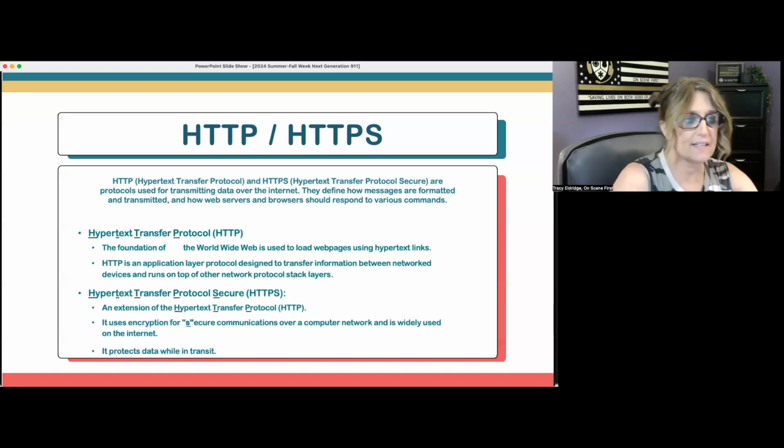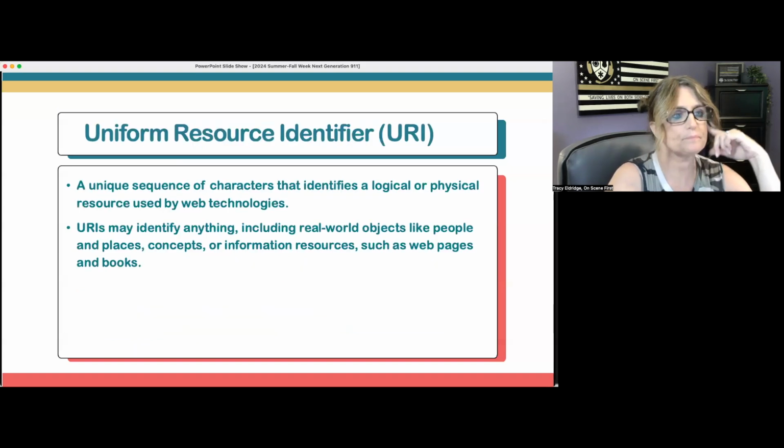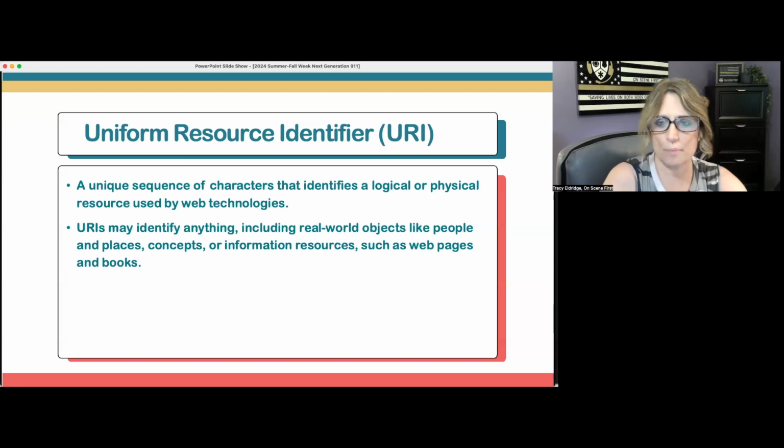The S is an extension of HTTP. It uses encryption. So I have, for secure, that's what the S is, for secure communications over computer networks, and is widely used on the internet. It protects data while it's in transit. These are going to be the foundation to other pieces of some of the stuff that we're going to be going over.